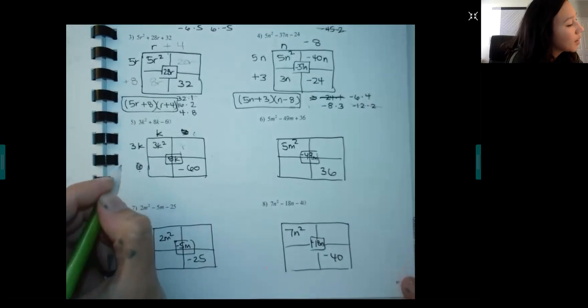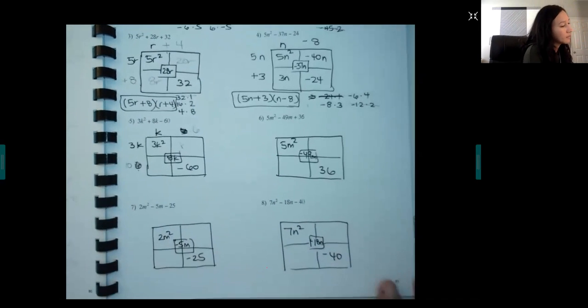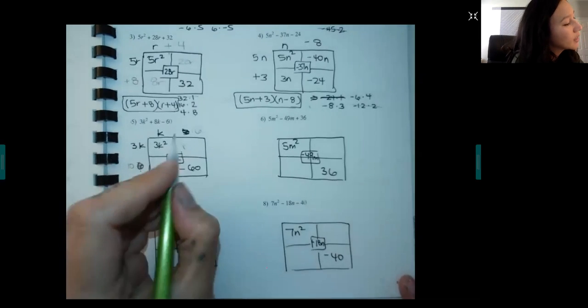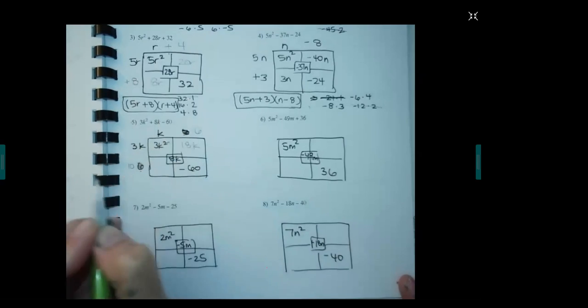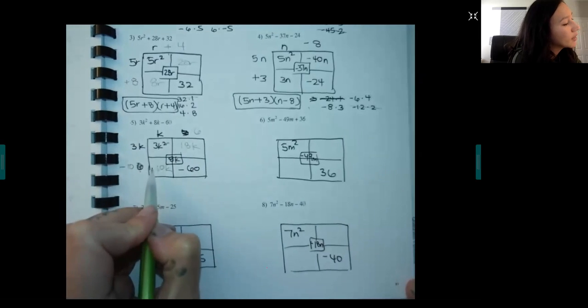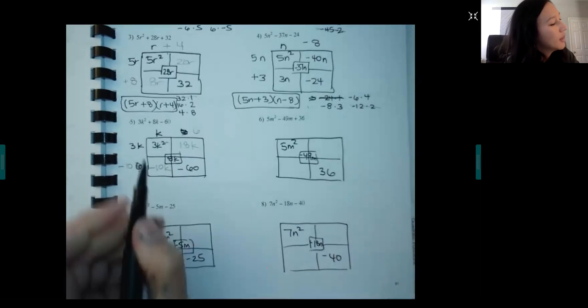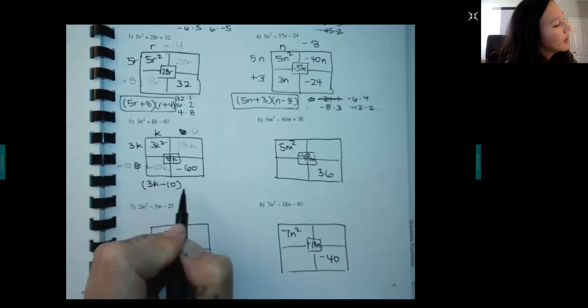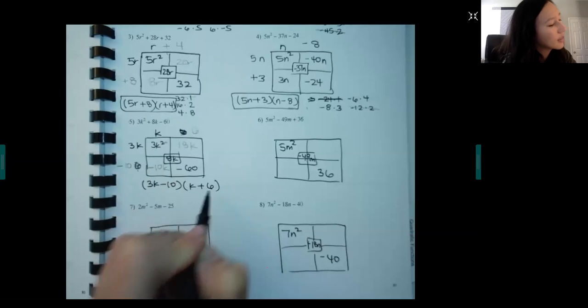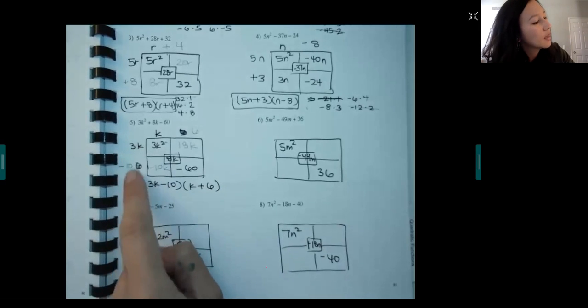Can't erase that one. So let's try putting the 6 up here where we originally had it, and then the 10 down here. And then 3k times 6 would give us 18k, and then 10 times k would give us our 10k. So we'd want the 10 to be negative, right? Because then 18k minus 10k will give us our positive 8k. So our answer then is 3k minus 10 times k plus 6. So we just write our sides: 3k minus 10 and then k plus 6.